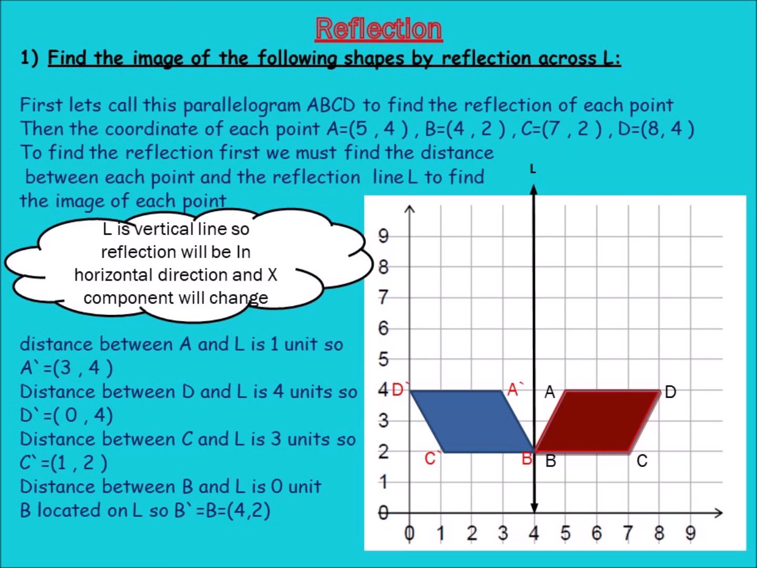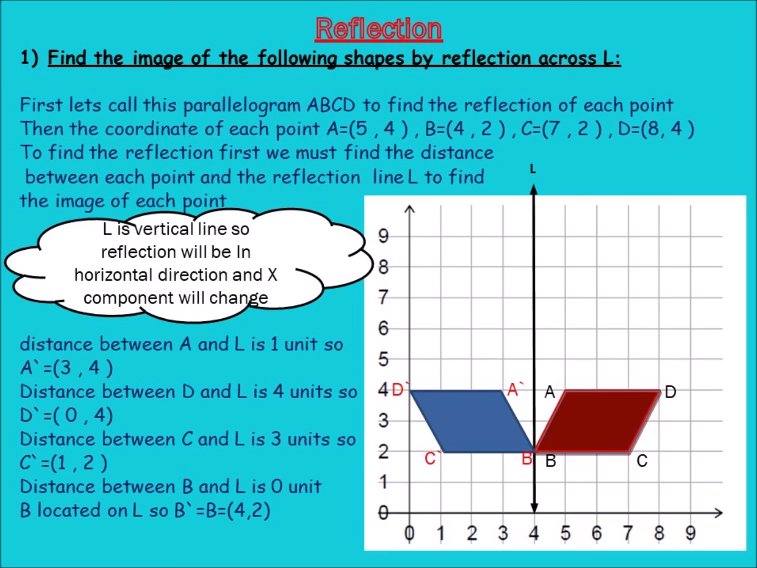What does it mean? If I have, as shown on the figure, A, B, C, D, and I draw the line of reflection, which is L, then the distance between A and L is how many units? Only 1 unit. So I have to draw A dash to have the same distance from the line of reflection to A dash. So I will move only 1 step or 1 unit to have 3 and 4. So if A is 5 and 4, I will move on the other side only 1 unit to have A dash 3 and 4.